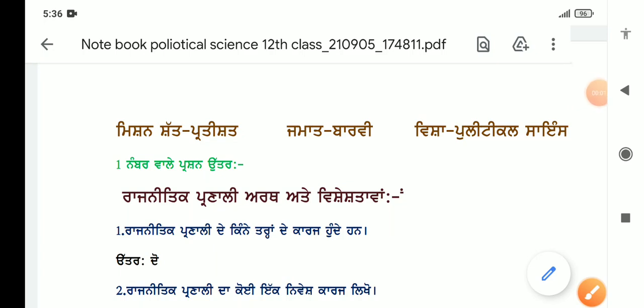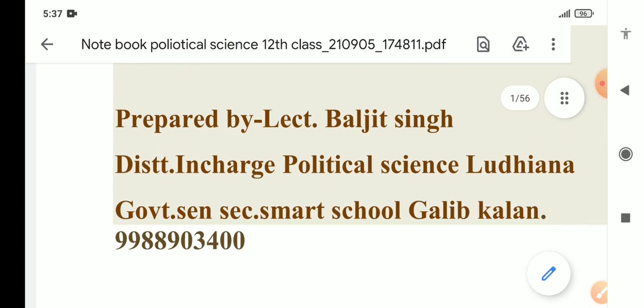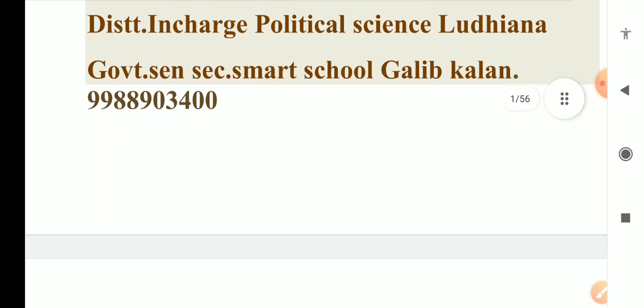Friends, good morning. Some of the students were demanding a video in English, but due to scarcity of time I couldn't make it. So I'm going to translate this PDF into English. This is in Punjabi. It has been prepared by Lecturer Baljit Singh, District In-charge Political Science, Ludhiana, Government Senior Secondary Smart School, Galif Khan. We are thankful to him.